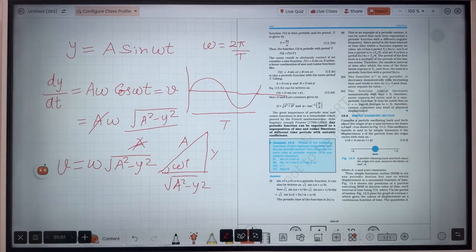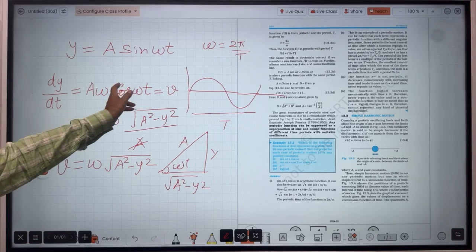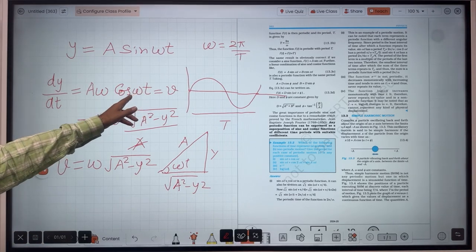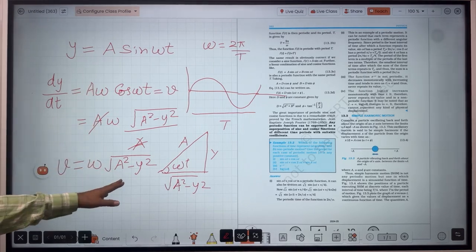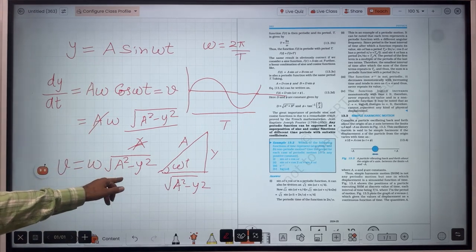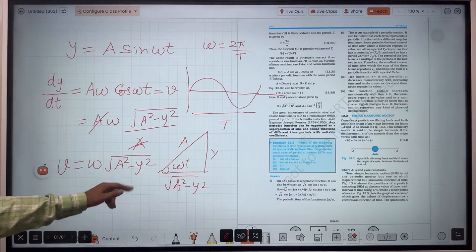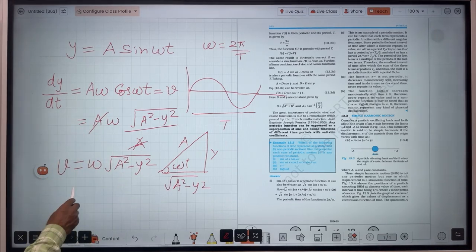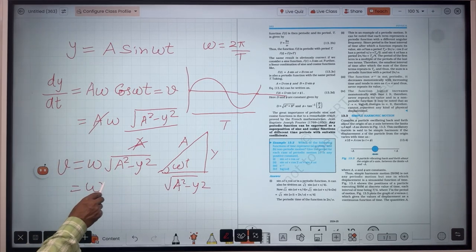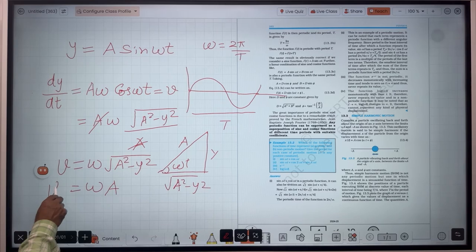This is velocity. Now to get maximum velocity, either we can put it as 0, so we will get a omega, or we can say in that case displacement y will become 0. So the same result we will get. So we will get omega times A, which is V maximum.